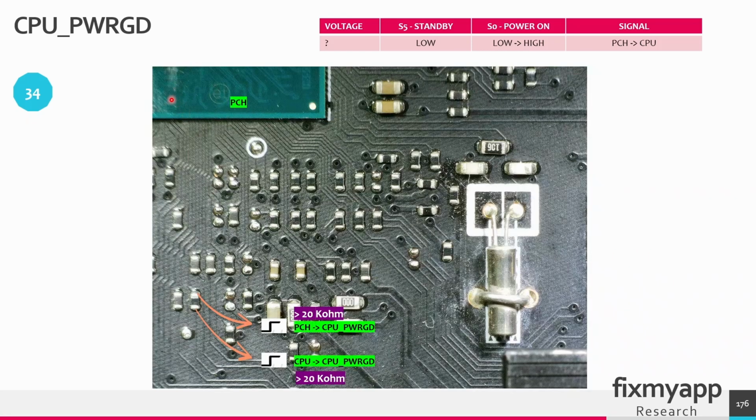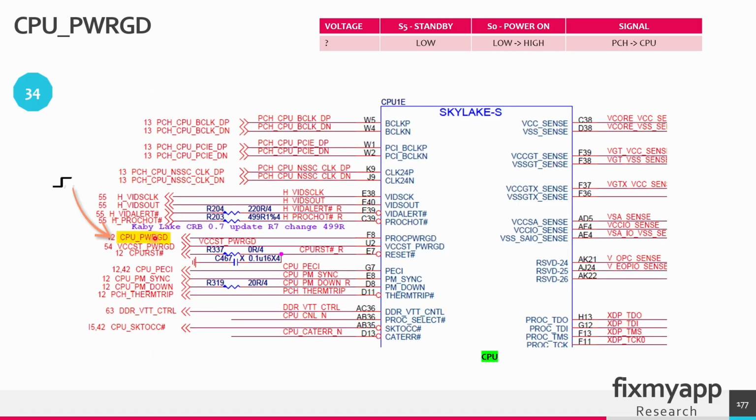This is a PCH and near this PCH there is a resistor. On the top side of this resistor you can measure the CPU power good signal that comes from the PCH, and on the bottom side you can measure the CPU power good signal that goes to the CPU. And the output resistance of those two signals is higher than 20 kilo ohms. And basically this CPU power good signal will go to the CPU. So in the standby state this signal is not present, and in the power on state it will go from low to high. And the signal goes from the PCH to the CPU.